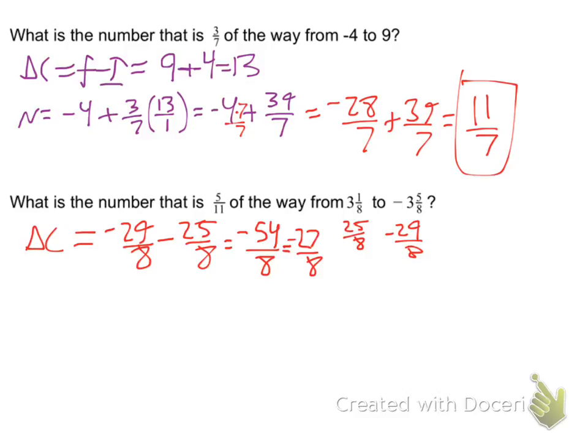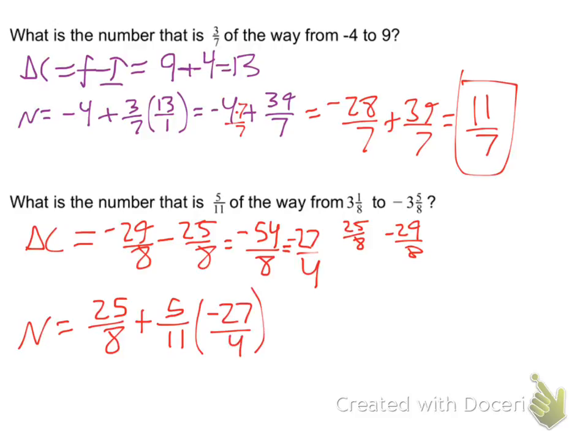Okay. So my new number is, where am I starting again? 25 over 8? Plus? Oh, it is over 4, you're right. So it's our initial point plus the fraction, which is 5/11 times the difference, negative 27 over 4. What is 5 times 27?